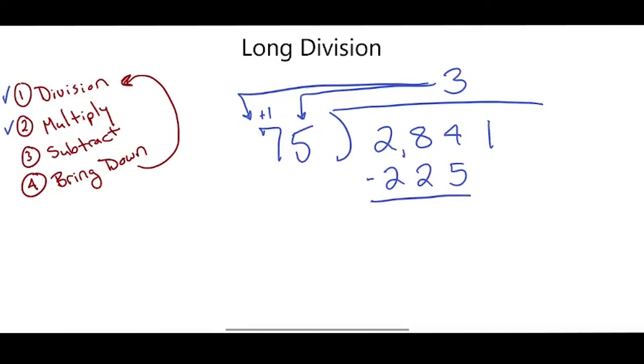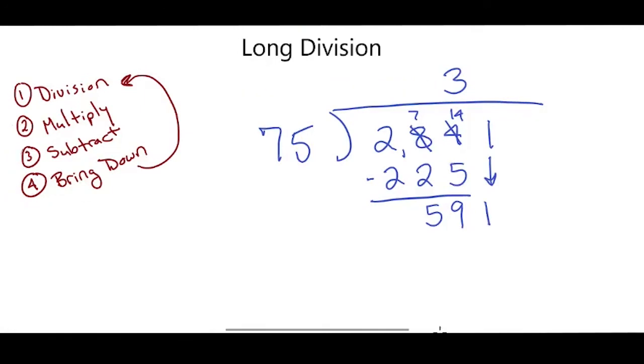So 4 minus 5, can't do it. So I got to borrow here. 8 becomes 7. 4 becomes 14. 14 minus 5 is 9. 7 minus 2 is 5. Now 2 minus 2 is 0, so I leave that blank. And then I bring down, right? I did subtraction, and now it's time to bring down. So I bring down the 1. Check. So now we start over.